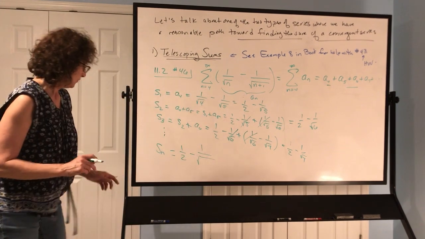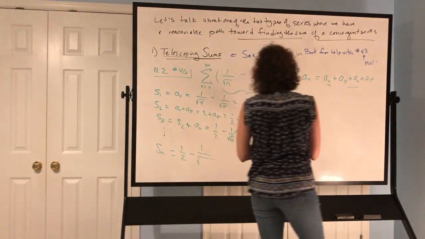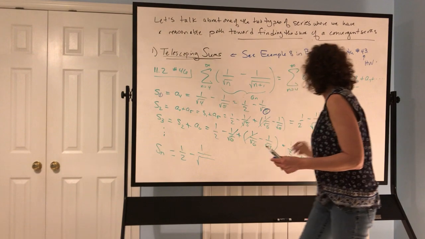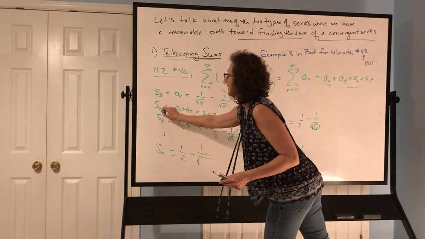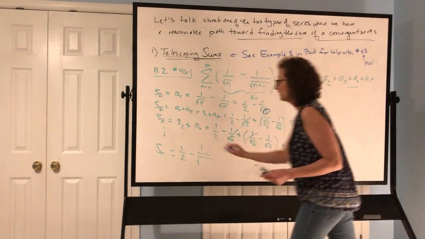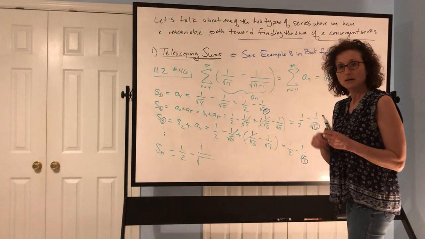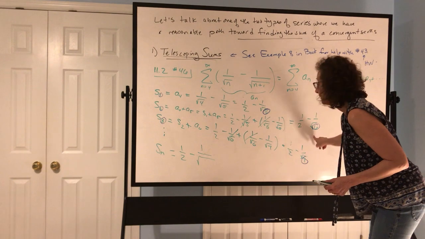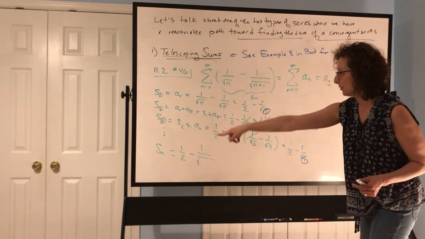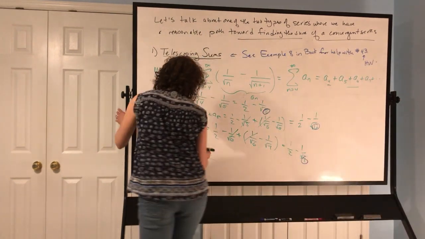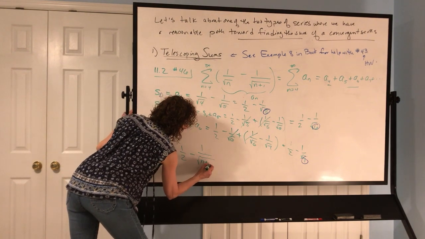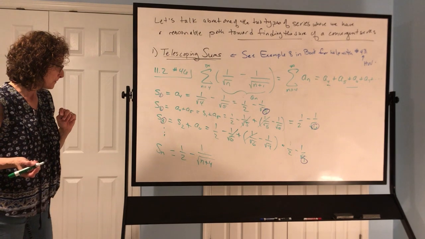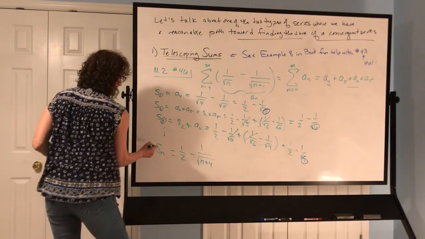What's the relationship between these? I have a 5 here when I have a 1 there, a 6 when I have a 2, and a 7 when I have a 3. This number is always 4 more than that number. So what I have is 1/2 minus 1 over the square root of n plus 4. Does that make sense? Here's my S sub n.